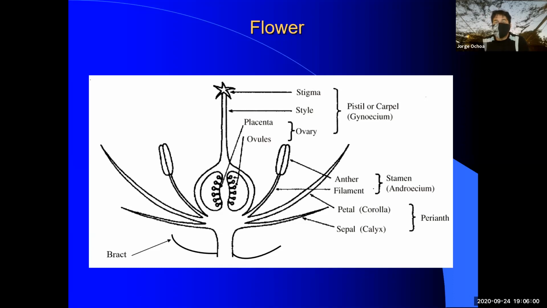So those are the different parts that you should memorize. You should know their function because they do play a very, very important role in the sexual reproduction of flowers. And you see them over and over and over again.